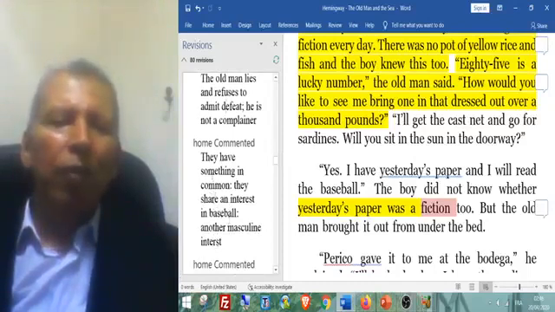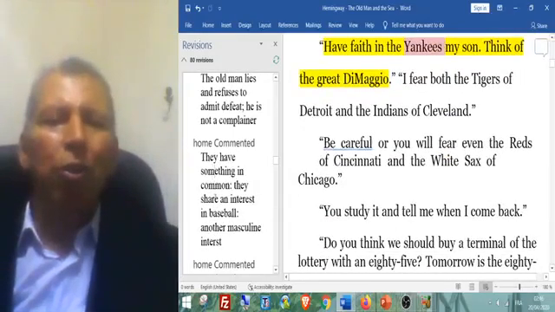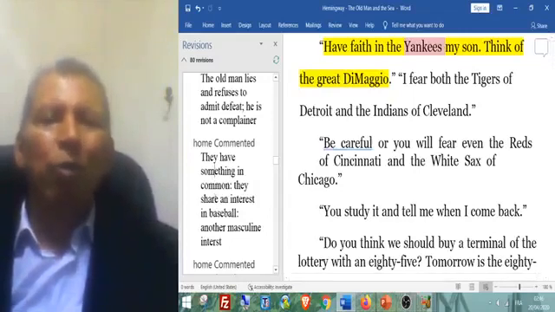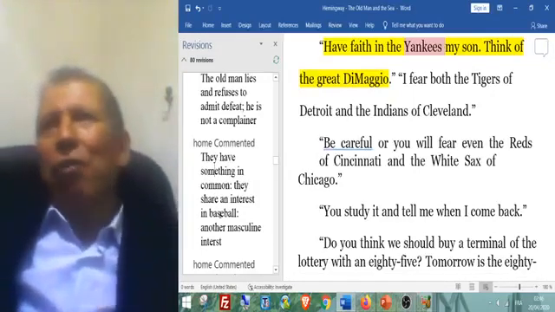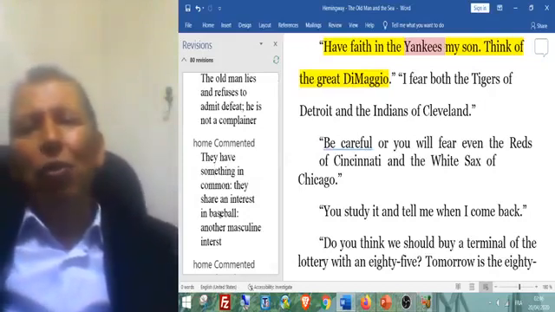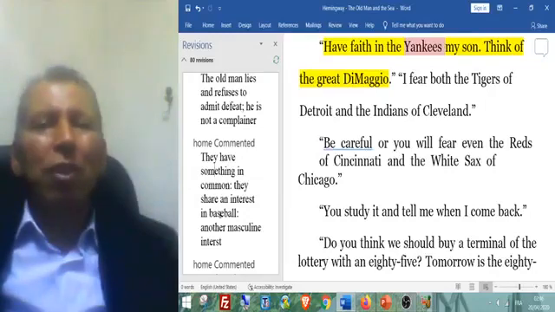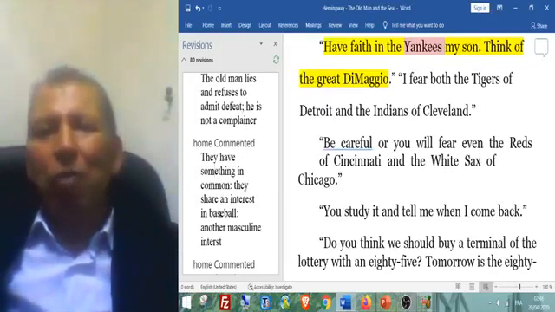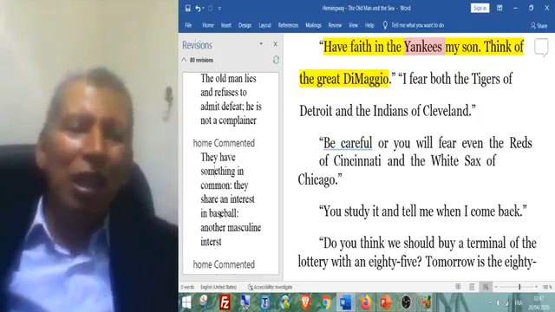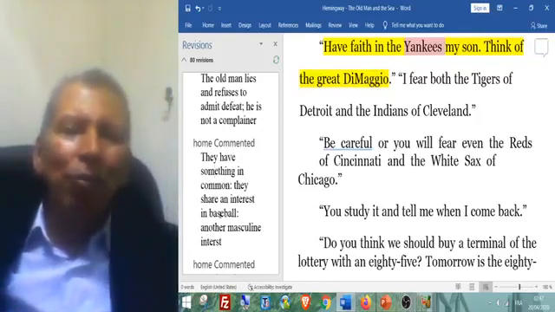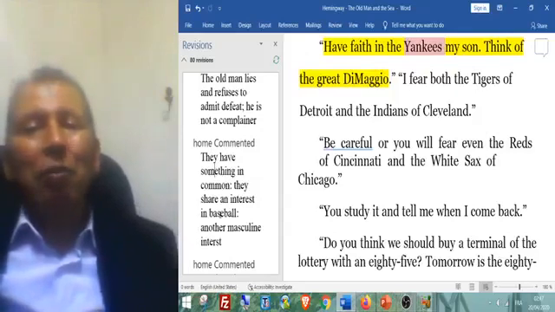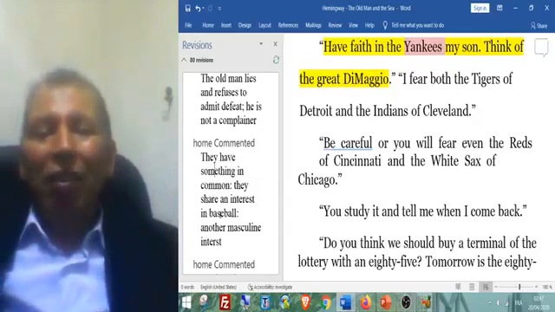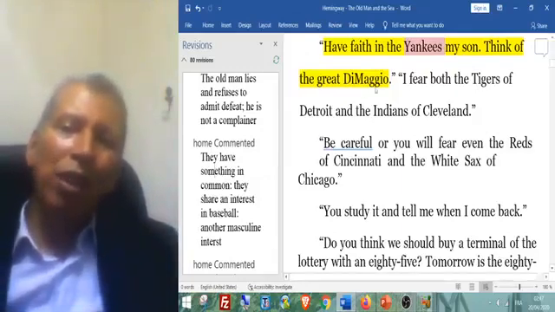And anyway, they move on to talk about baseball. They seem to enjoy talking about baseball a lot. They are fishermen, yes, but they have one thing for entertainment: being interested, being passionate about baseball in the United States, of course, the neighboring country. So they have something in common. They share an interest in baseball, another masculine interest for men. And yes, everything is masculine in this book.